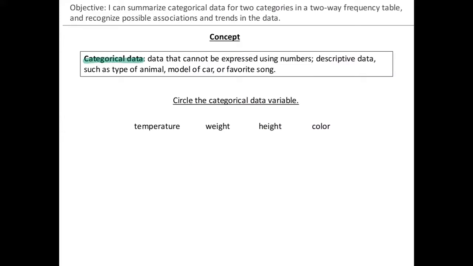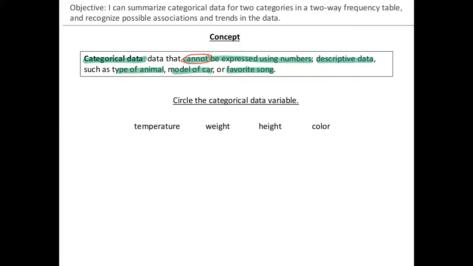So categorical data is data that cannot be expressed using numbers. That's called descriptive data. So for example, such as type of animal, model of a car, favorite song, there's no numbers attached to those types of data, right? So this here cannot be expressed using numbers.